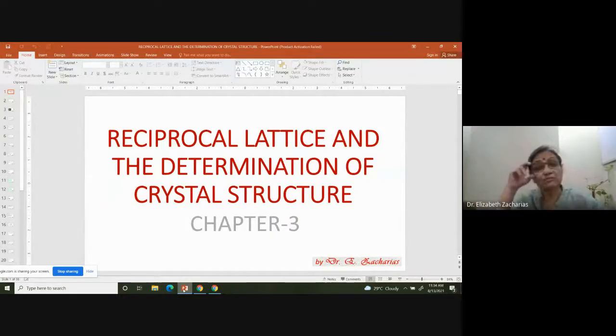So this is going to be chapter 3 of your book. In the syllabus, it is chapter number 2, but then in the book it is chapter number 3. So you can see the title: it's the reciprocal lattice and determination of crystal structure.